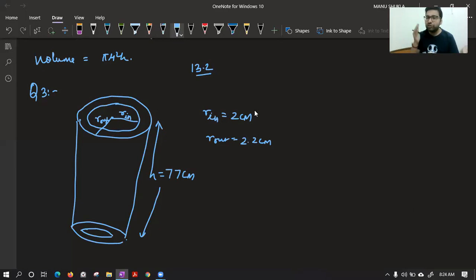So they have given us diameter. I have written the radius because I require the radius only. Yes, CSA of both radius. Now we have to understand what they are asking.